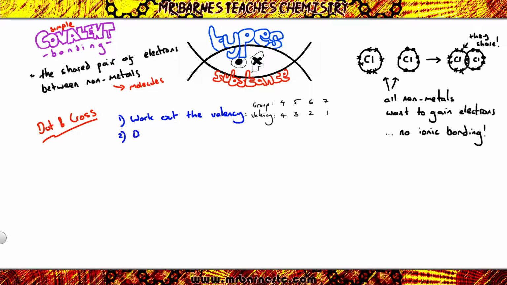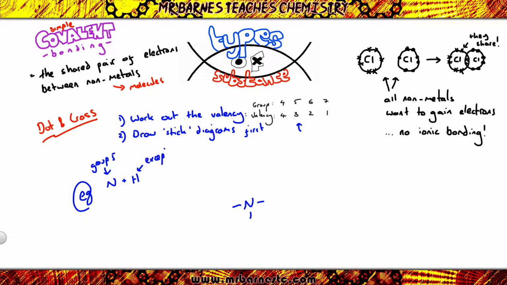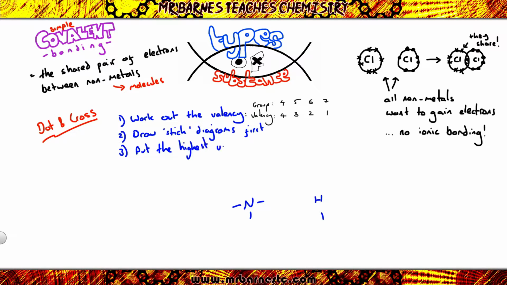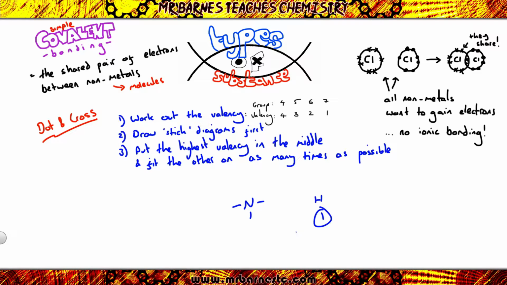Now we've got the valency sorted, we need to be able to draw stick diagrams. So we need to figure out how we're going to put these atoms together. For example, I'm going to react nitrogen and hydrogen together. Nitrogen's in group 5, and hydrogen, remember that's our exception, so it needs 1 electron. So it can make 1 bond. As you can see down here, I've drawn my nitrogen and hydrogen with the correct amount of bonds coming out of them. Step 3, I'm going to put the highest valency in the middle, the one with the most bonds, which is my nitrogen, and then I'm going to put as many of the others around it as possible. My small one is hydrogen. How many times can that fit onto my nitrogen? 3 times. So that's my stick diagram.